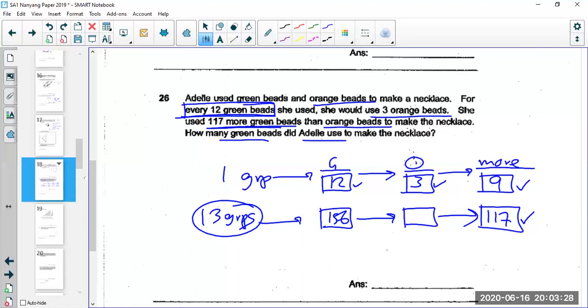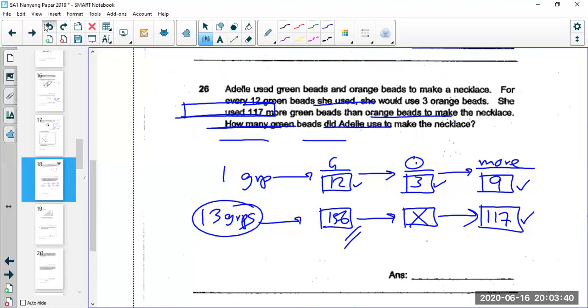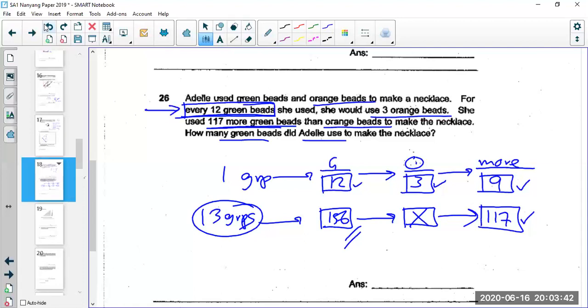Do I need to find how many orange? No need. Question never asks you. So the answer is 136 green. So what's the lesson here? If you see the word every, then you use grouping. Right, use grouping because the word every gives you a clue already that you can use grouping.